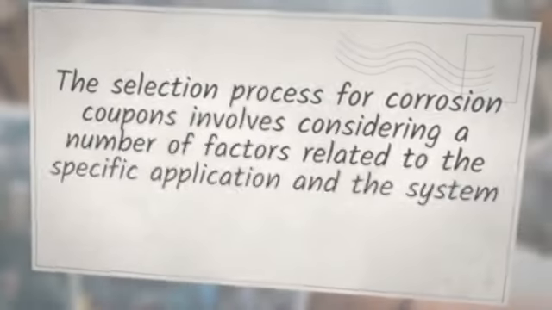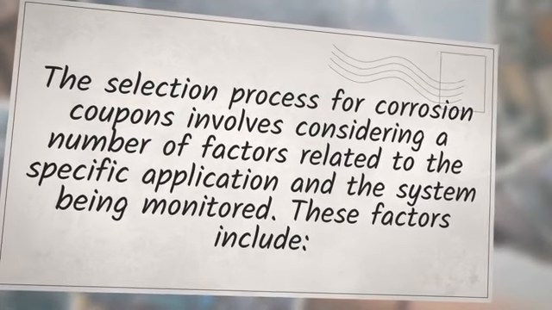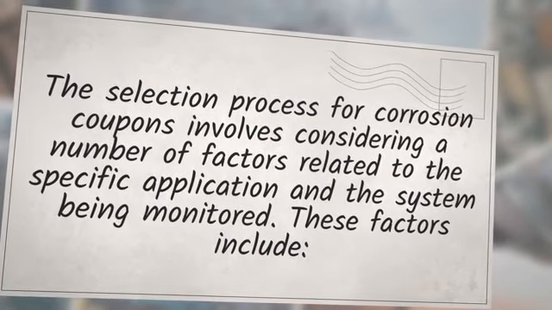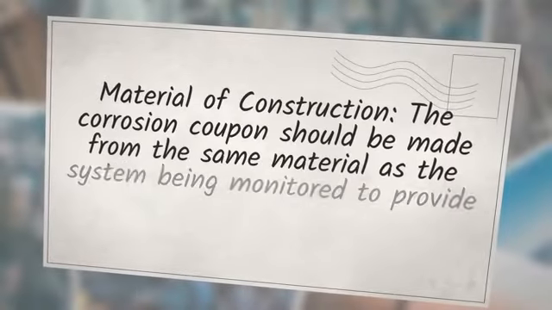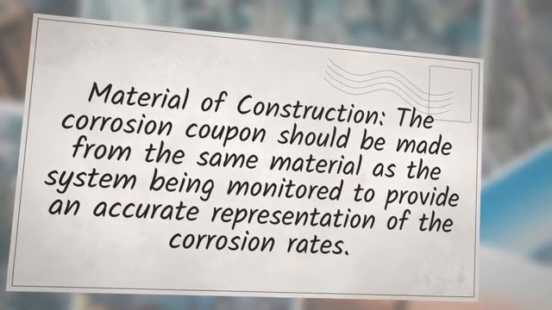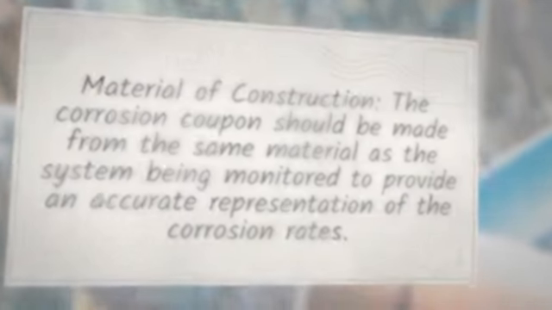The selection process for corrosion coupons involves considering a number of factors related to the specific application and the system being monitored. These factors include material of construction. The corrosion coupon should be made from the same material as the system being monitored to provide an accurate representation of the corrosion rates.